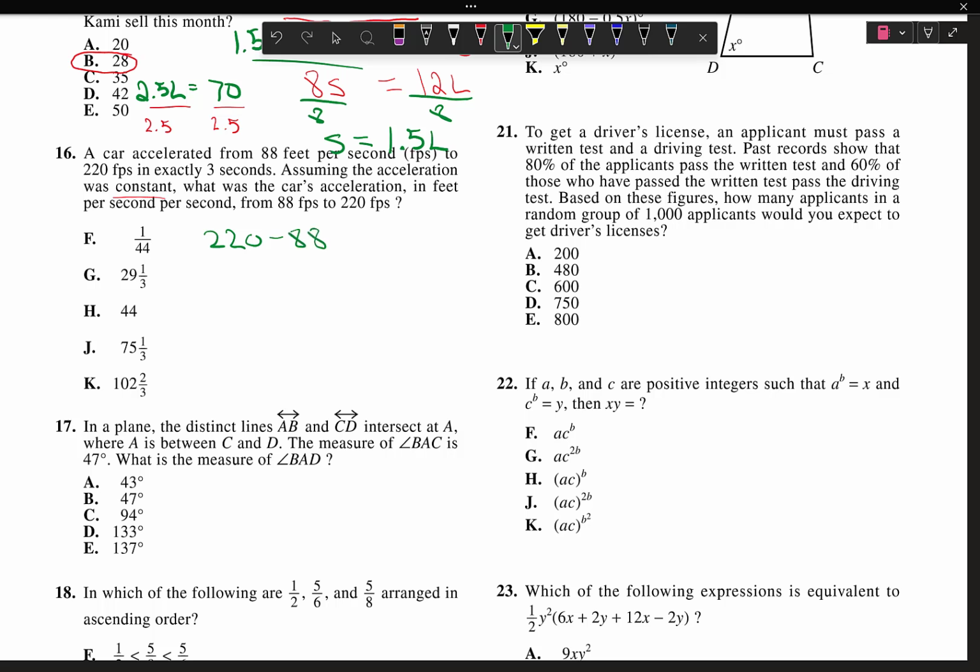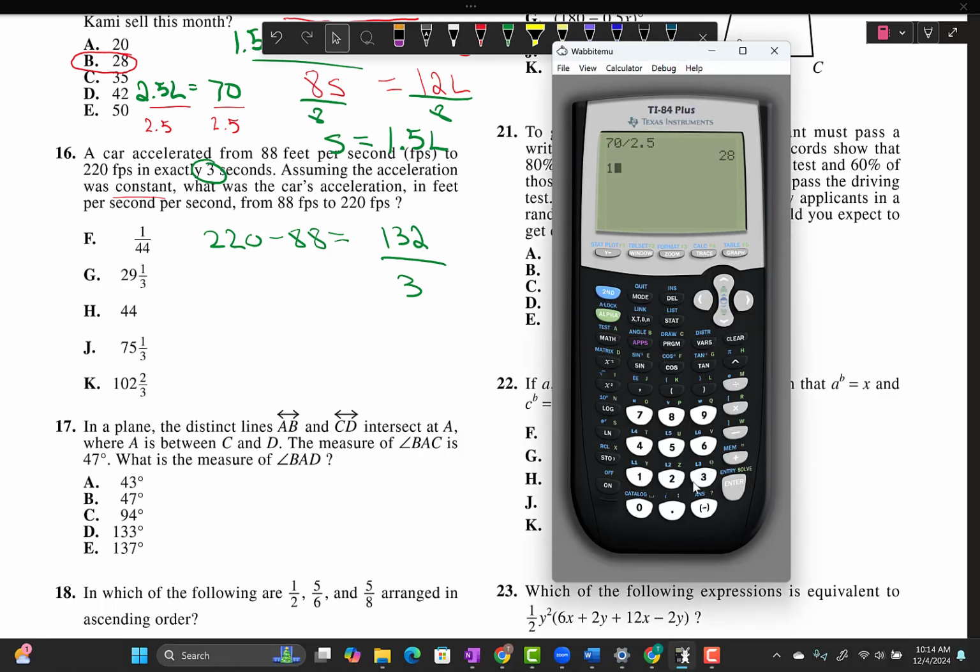So 220 minus 88, that's 132. So it's 132 feet per second difference, but it occurred over a 3-second time interval. So we need to take 132 and divide it by 3. So 132 divided by 3 gives us 44 as our answer.